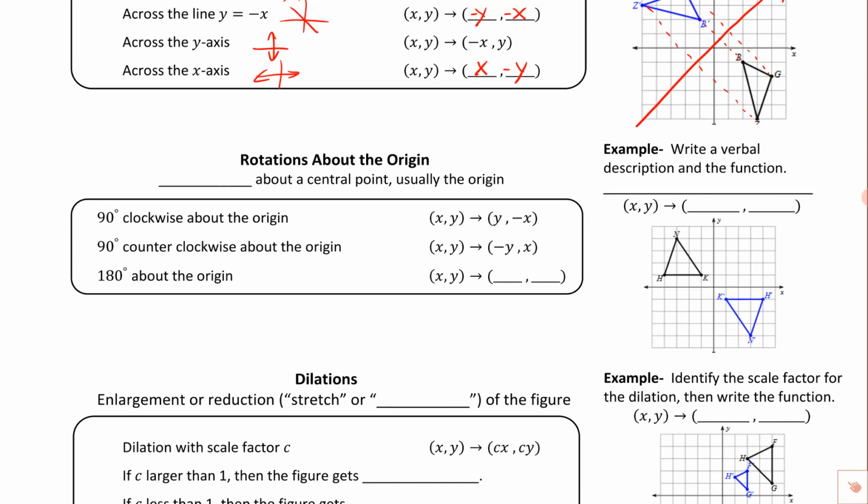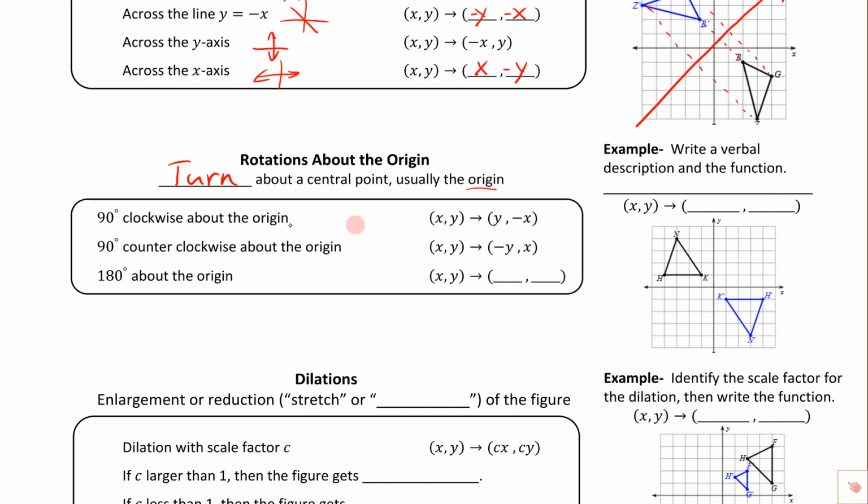Let's talk about a rotation. So when we talk about rotations, the ones that we do, we're always going to be rotating about the origin. So the origin is that central point, and what that means is we're going to turn the image around that central point, and again, like I said, usually the origin. So we've got 90-degree clockwise rotation, 90-degree counterclockwise rotation, and 180-degree rotation about the origin. Again, we don't need any direction on that one, clockwise or counterclockwise, because it just ends up in exactly the opposite direction. That's what we mean by 180.